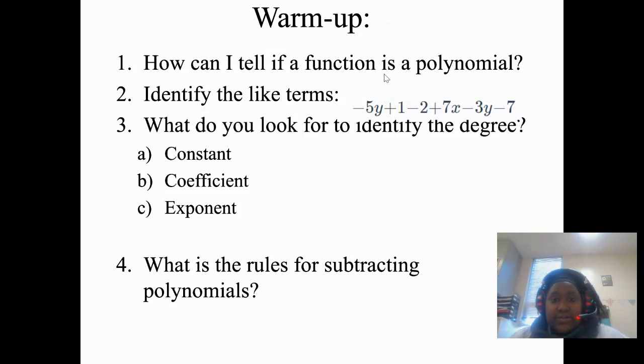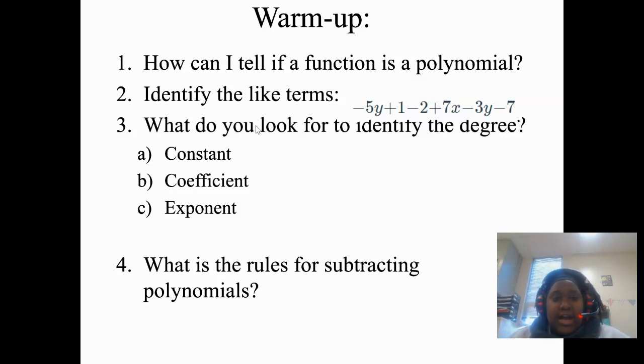It says, how can I tell if a function is a polynomial? Just a hint, all of the information is in either a graphic organizer or a foldable that you have completed previously on polynomials. Question 2 says identify the like terms. I'm not asking you to simplify this. I just want you to identify which terms are alike. My suggestion would be to identify the variables that are alike and then the constants that are alike. And that's pretty much it.